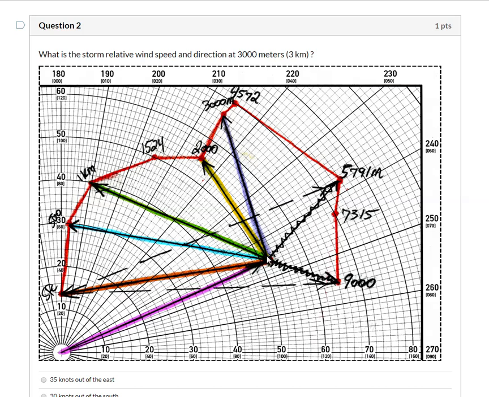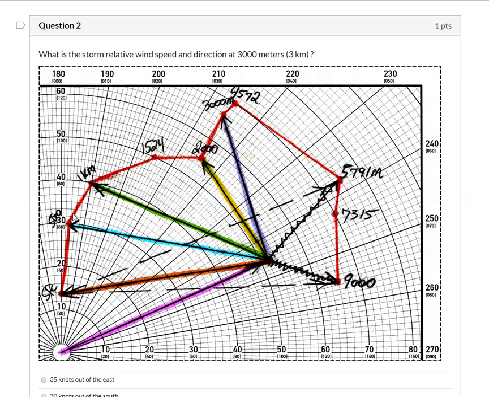From the storm motion dot to any point on the hodograph to find the storm relative wind, okay? At any level you want. So this asks for it at 3,000 meters. That would obviously be this one, the purple. But I'm not going to use that to help you see how to do this. So we're going to look again at the blue.